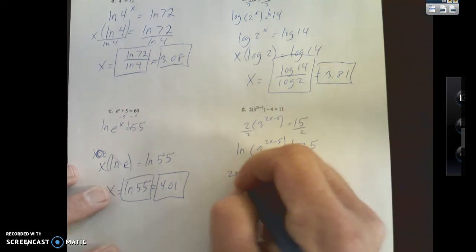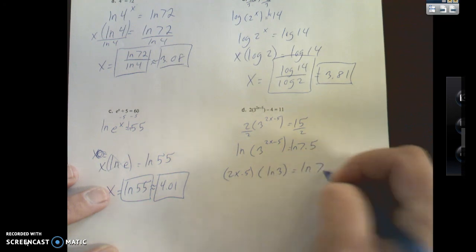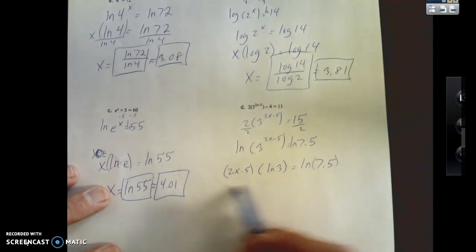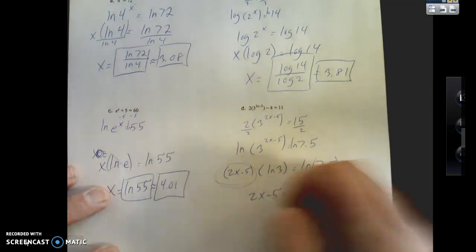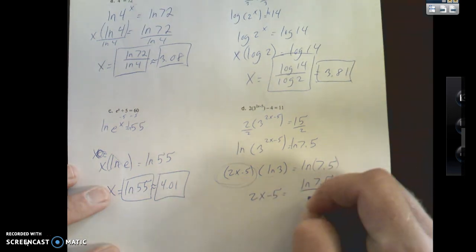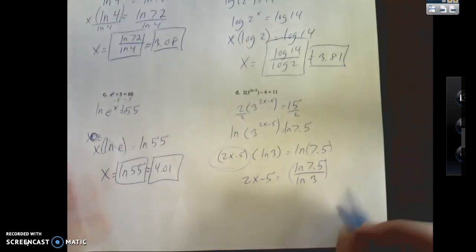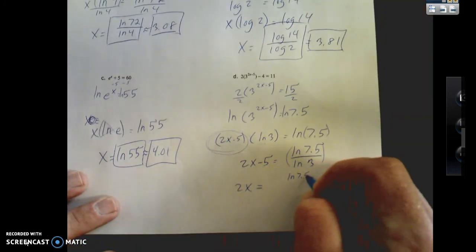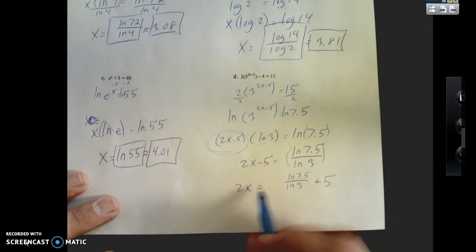So think about it, my exponent is 2x minus 5. That goes out front. So now I want to get this by itself. I'm going to divide both sides by natural log of 3. So 2x minus 5 equals natural log 7.5 divided by natural log 3. Okay. So I'm going to add 5 to it, plus 5. And then I'm going to divide everything by 2.